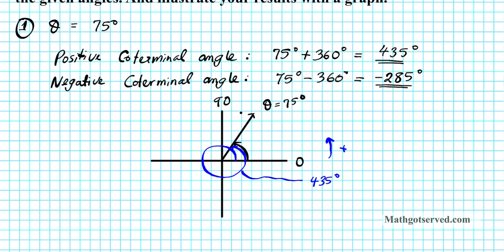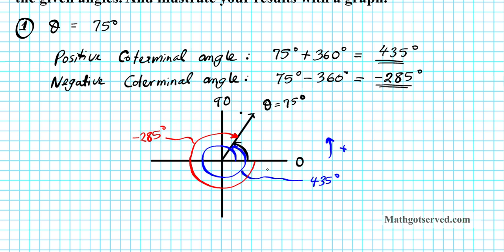Now for the negative coterminal angle, we started from 75 and then we went down. To draw that accurately, we start from 0 and subtract 360 degrees. If we go from here and go around and end up here, this angular measure is negative 285 degrees. If you look at these three angular measures, you can see that they all terminate at the same side. So we can clearly see that these three angles are coterminal angles.